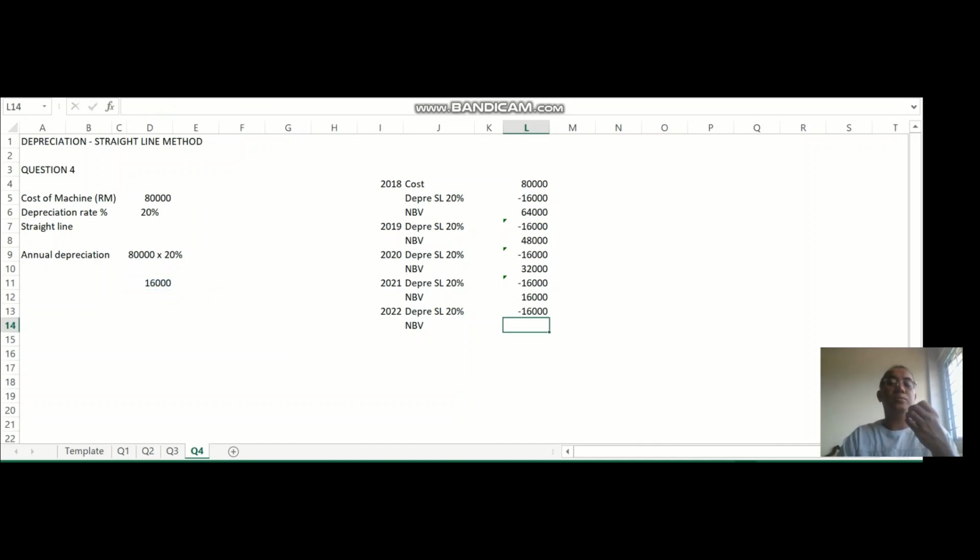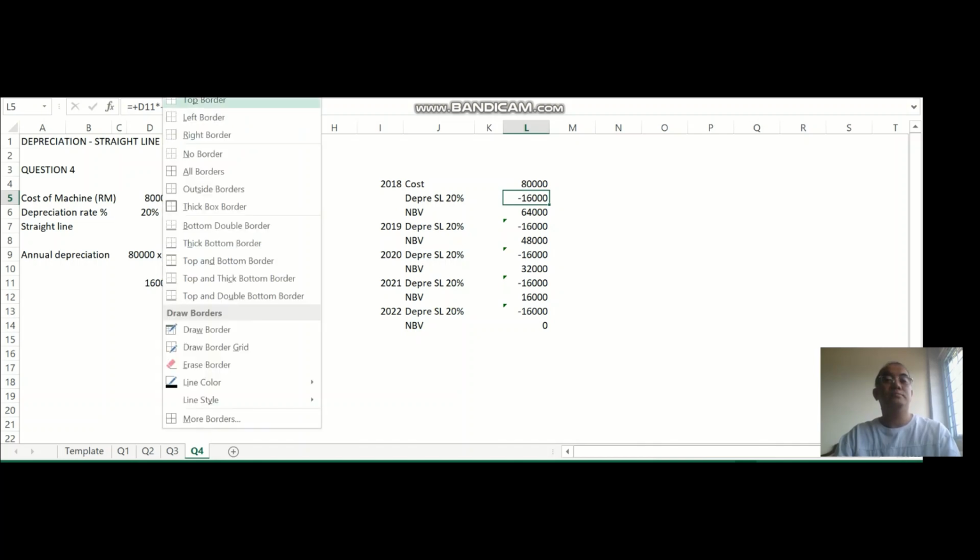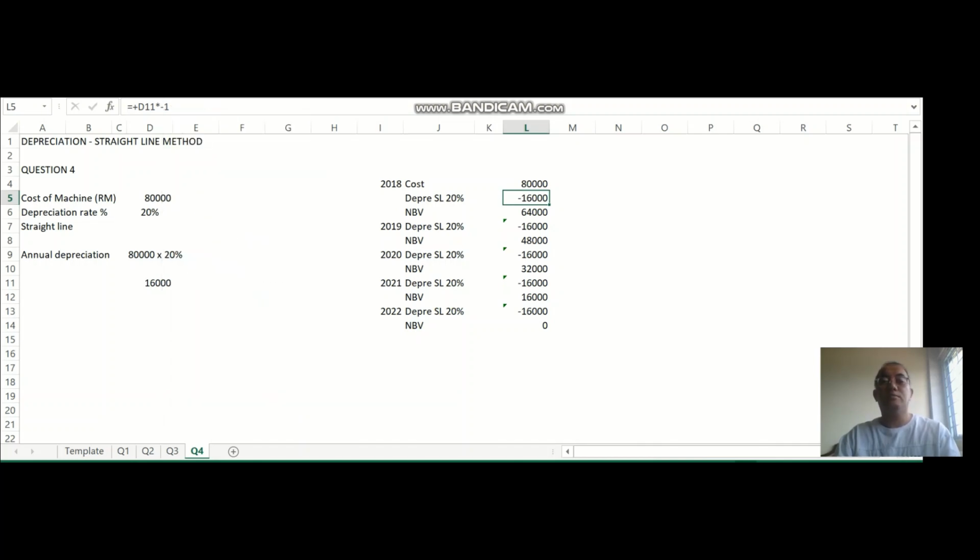But if you do your own calculation, you need to have your own calculator, because I'm using Excel, so I'm very comfortable using it, and I just do the cut and pasting. The net book value will be 0. Now we have finished the straight line method.